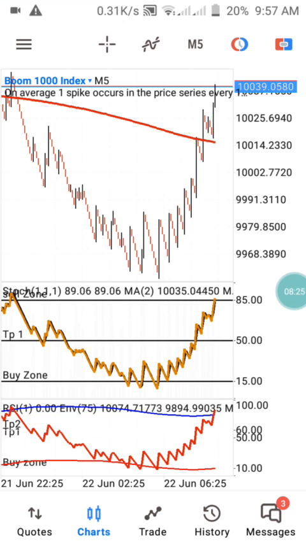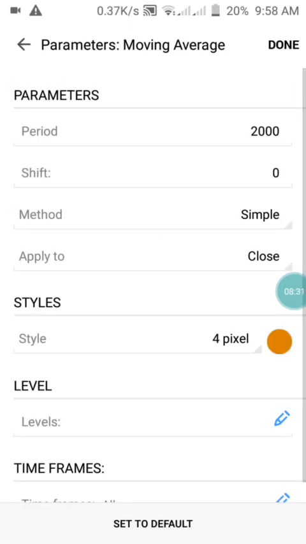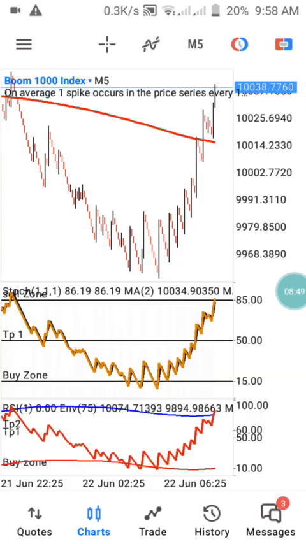So for you that want to set up that moving average, let me show you the moving average. This is the first moving average. I'm having 2 moving averages there, which is the period of 2000, and I'm having the method to be simple. I have apply to close, and you press done, and that second one is period of 1000. You see, you just set it up like this, and you have it on your chart the way I have it here.